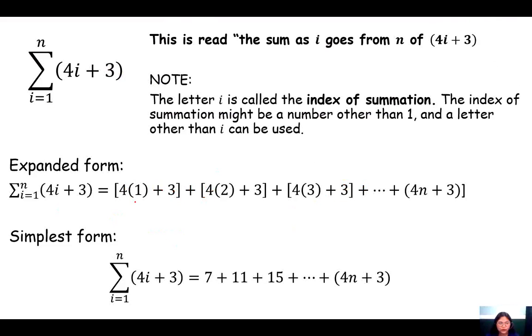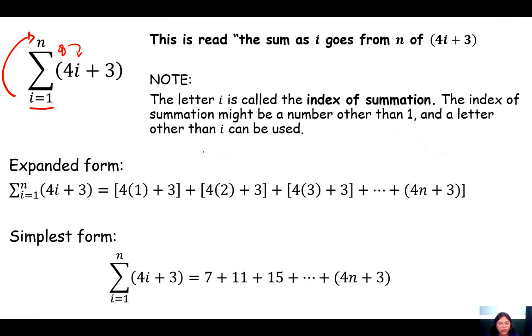Okay, so let's have an example. This is an example of summation. This is read as the sum as i goes from 1 to n of 4i plus 3. Note, the letter i is called the index of summation. The index of summation might be a number other than 1. So it means the starting point could be any number. It could be 2, 3, 4, 5, and so on and so forth. Not just 1.